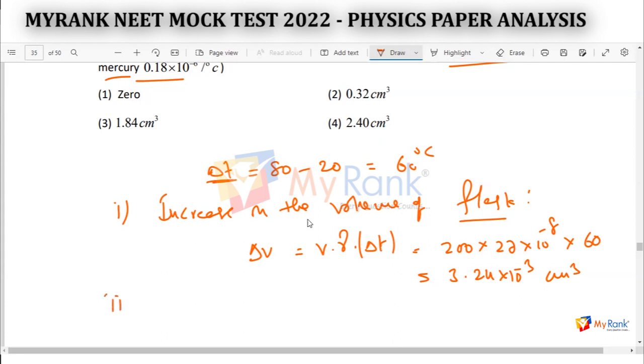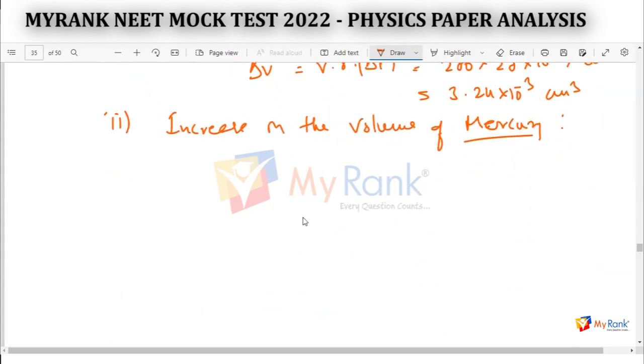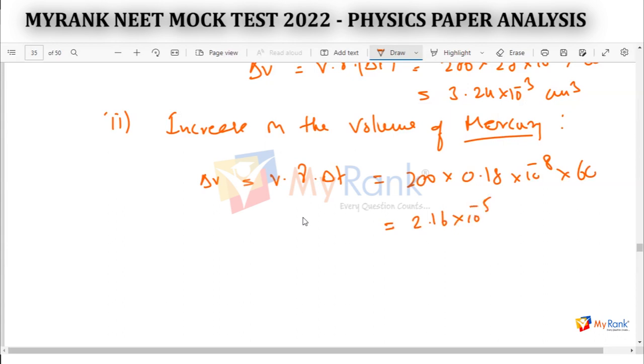So the second case is the increase in volume of mercury. In this case, delta V is nothing but V gamma delta T again. So volume in this case, 200 into 0.18 according to the given, into 10 power minus 8 according to the given, students, into temperature change, which is 60 degrees only. So if you simplify, you will get this value.